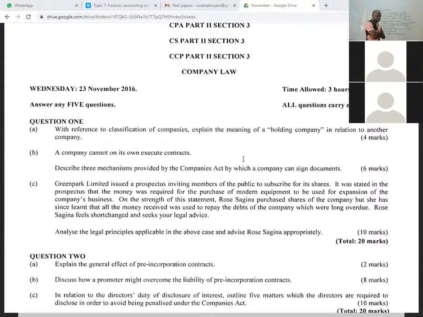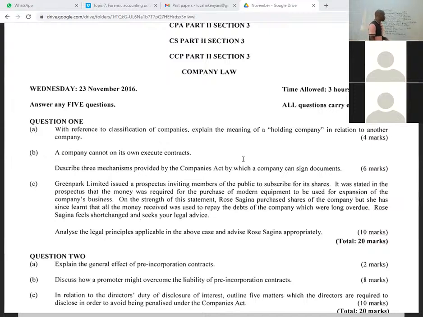So you can see that that particular question is touching on a misleading prospectus, that this particular lady known as Rose Sagina relied on the prospectus of the company to buy the shares of the company. In the prospectus, they clearly indicated that the amounts being raised out of the sale of the shares are going to be invested in the purchase of modern equipment. But instead, the company went ahead and used the money for another purpose. So in this case, you can see that Rose Sagina was shortchanged as a result of that misleading prospectus.